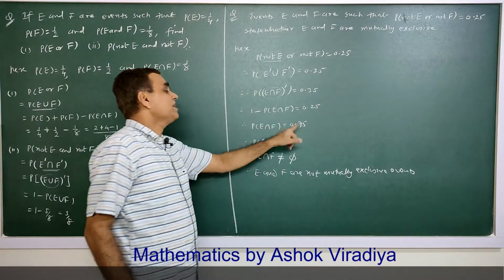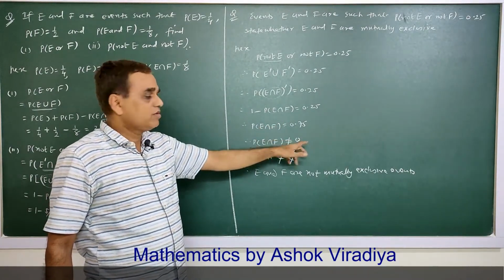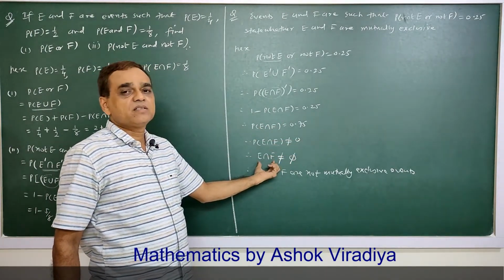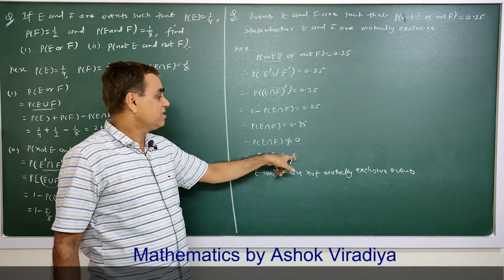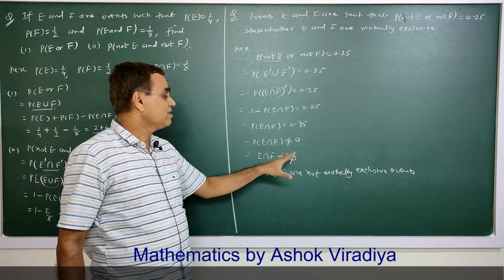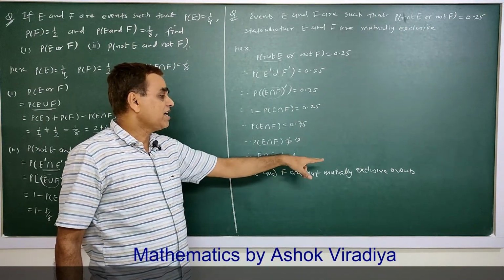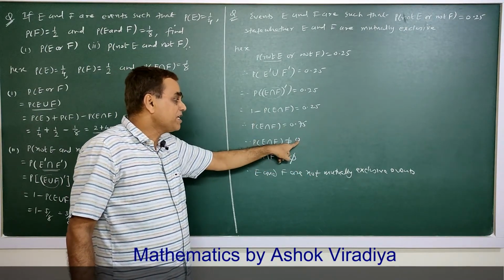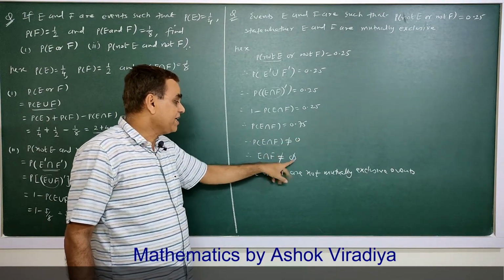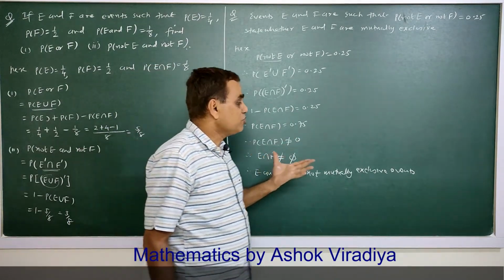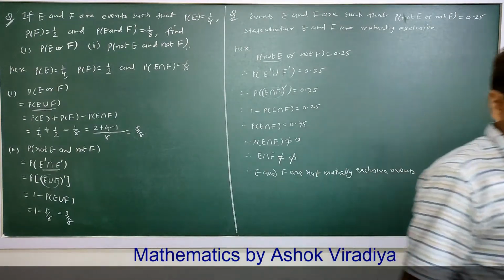If probability is zero, then that event is empty, and then both events are said to be mutually exclusive. But here, because the probability is non-zero, it is non-empty, so E and F are not mutually exclusive events.